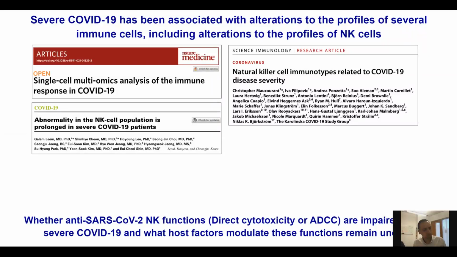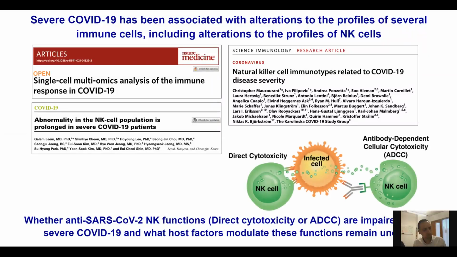And as all of you know, NK cells can either kill directly by direct cytotoxicity, making a direct synapse between the NK cells and infected cells, or they can bind to the Fc portion of antigen-specific antibody in order to make another synapse that will allow them to kill by something called antibody-dependent cellular cytotoxicity, or ADCC. So it's not clear if these anti-SARS-CoV-2 NK functions, either direct cytotoxicity or ADCC, are impaired during severe COVID-19, and what host factor might modulate these functions.